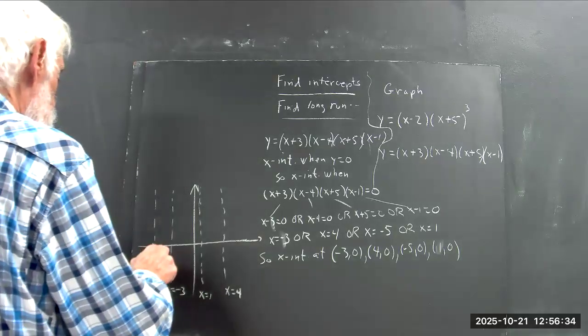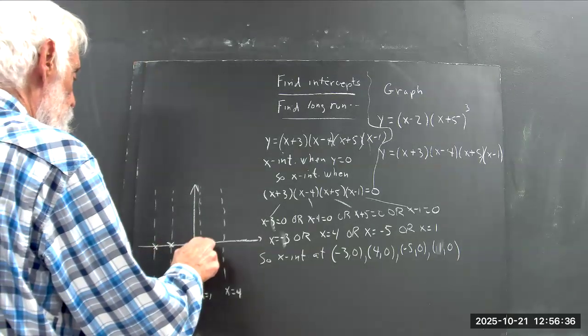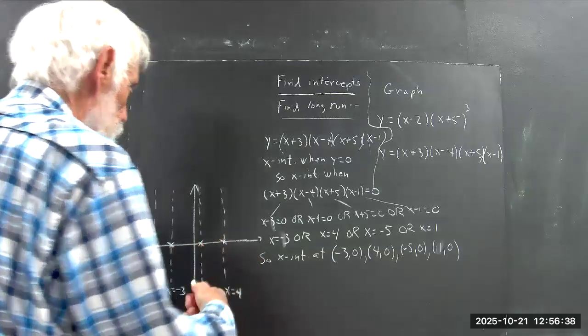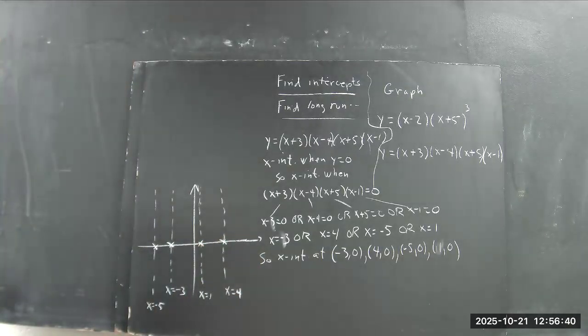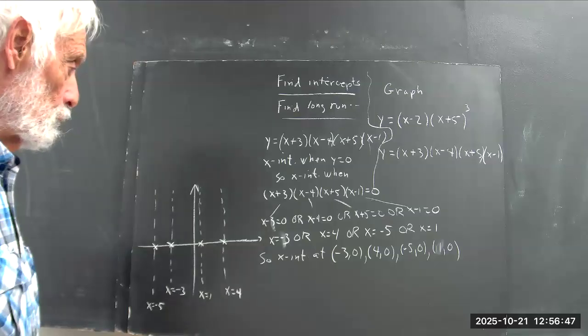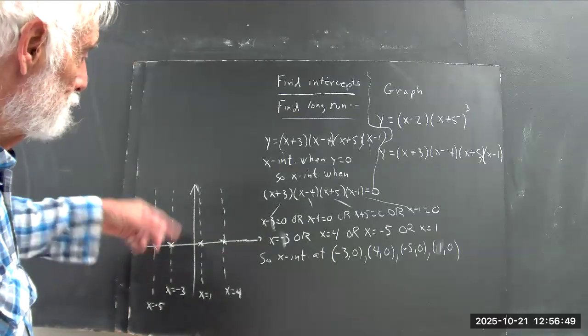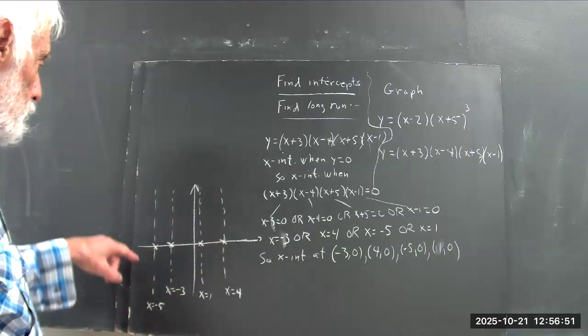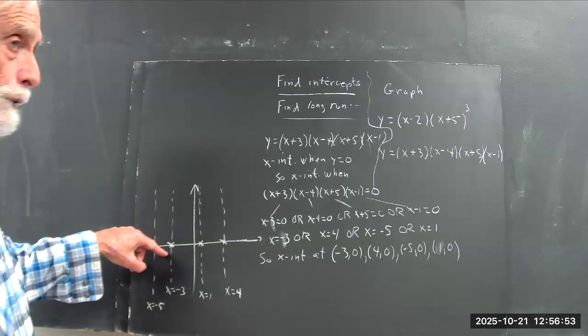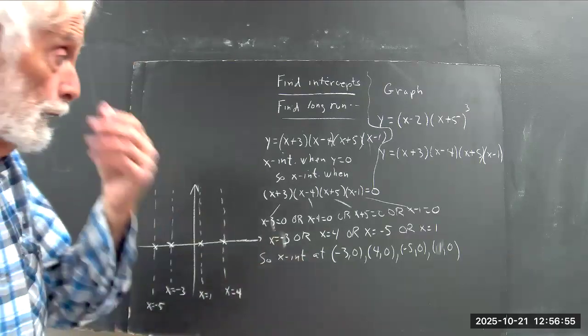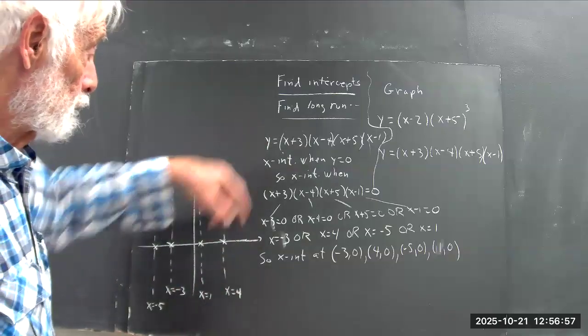And I'm going to put a mark here. I'm using an X because it's quicker to write than a dot, and you can see it better. Okay? But you can put dots here, one way or another. And ultimately, you often want to label these. You want to label this point -5, 0, this one -3, 0, and so forth. Now that's x-intercepts.